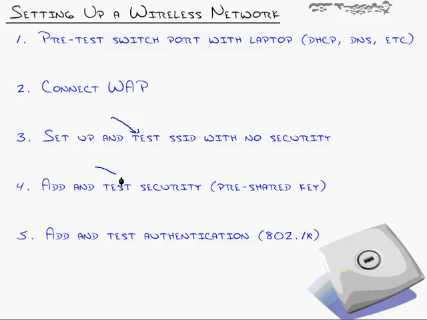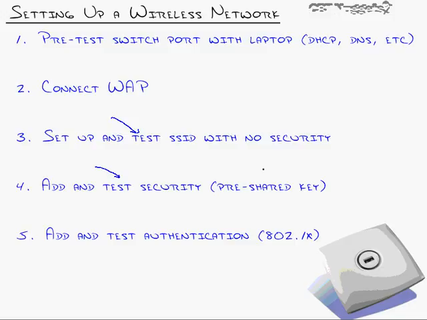Second is add and test security using a pre-shared key. So now go ahead and add WEP if you dare, or WPA1 or WPA2 to your wireless network, and test it just using a simple pre-shared key. That'll make sure that the laptop supports the encryption type and that everything is still working.